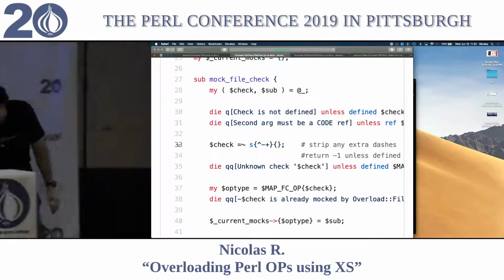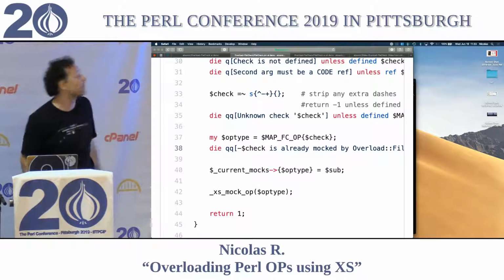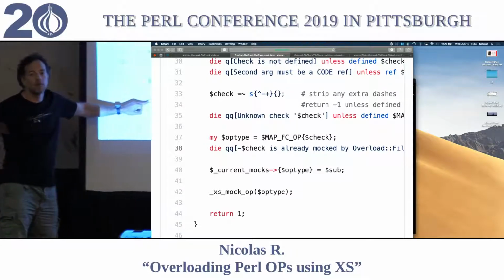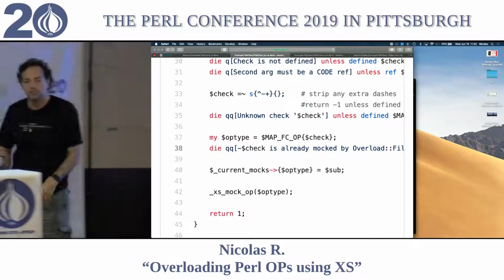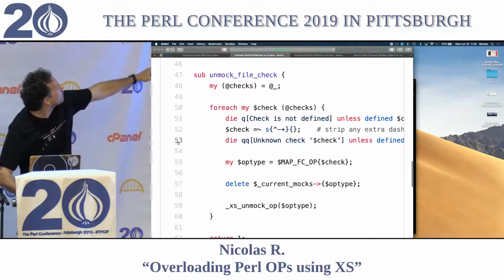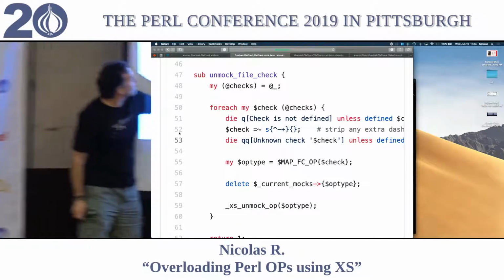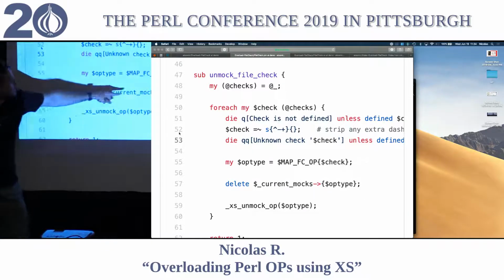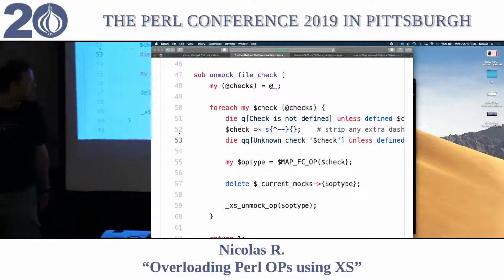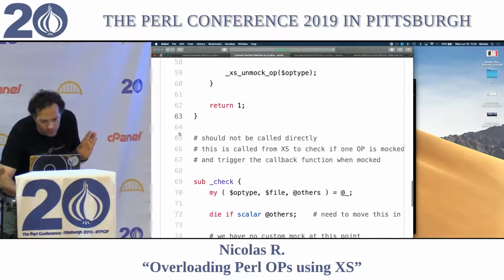Okay, so we store that sub. It could be an array also, because that op type is a number. And we are going to call our XS function, saying, hey, I want to mock -E. That's what that function does. Same thing for unmock. You don't need to provide a function there, but mainly you just check if you have something defined in your hash. If you have it, you delete it. In that case, you just trigger the XS code to say, I want to stop mocking that function. Okay? That's all we have there.